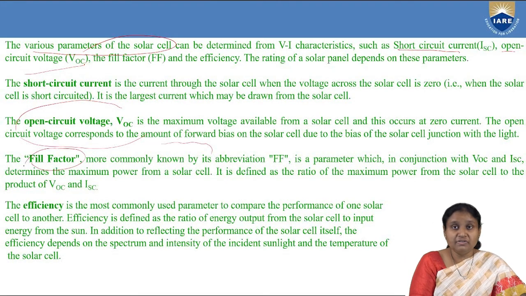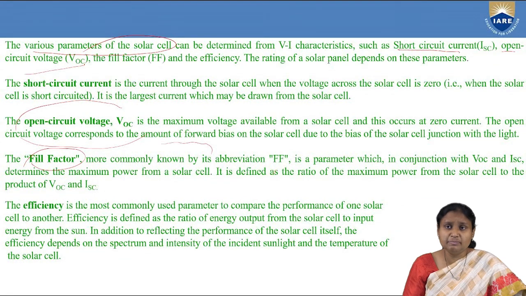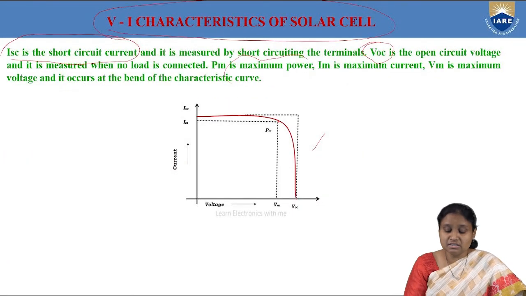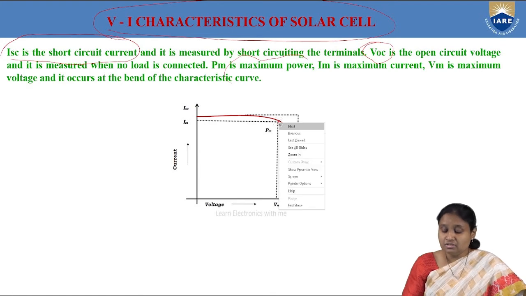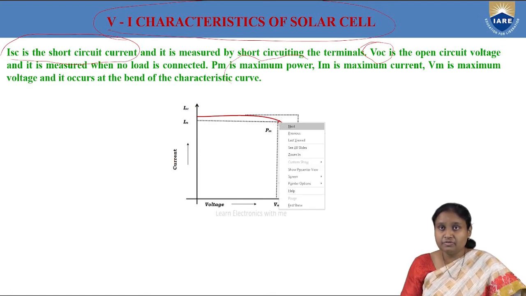Then coming to the third factor, which is fill factor, simply given as FF. As you can see, it is in conjunction with this open circuit voltage and short circuit current. Generally, it is the ratio of maximum power from the solar cell to the product of VOC and ISC. So how will we get that maximum power from the solar cell? This point is maximum power.